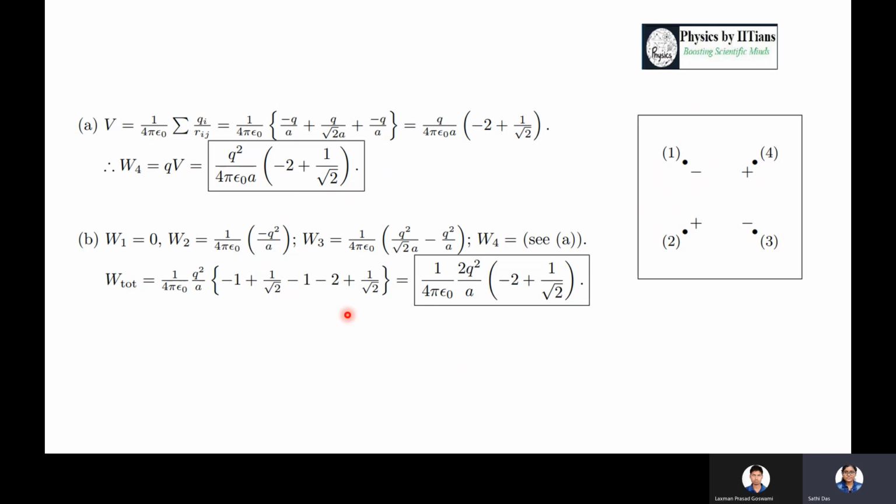Okay, so what will be the total? Total electrostatic potential energy is the sum of all the W1, W2, W3, W4 terms. So it will become 1 by 4 pi epsilon naught, 2 q square by a, times minus 2 plus 1 by root 2. So you may face this kind of problems, and these are very simple. Just put in your logic and calculate it. It will give you the answer very fast. I mean, this kind of question is very easy to solve.